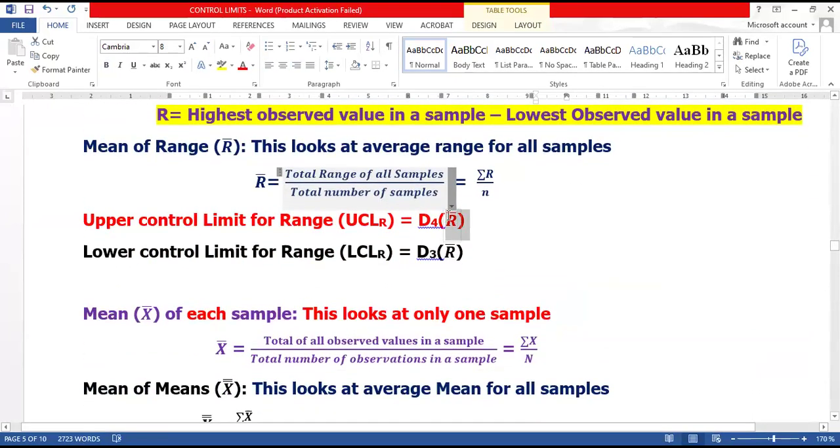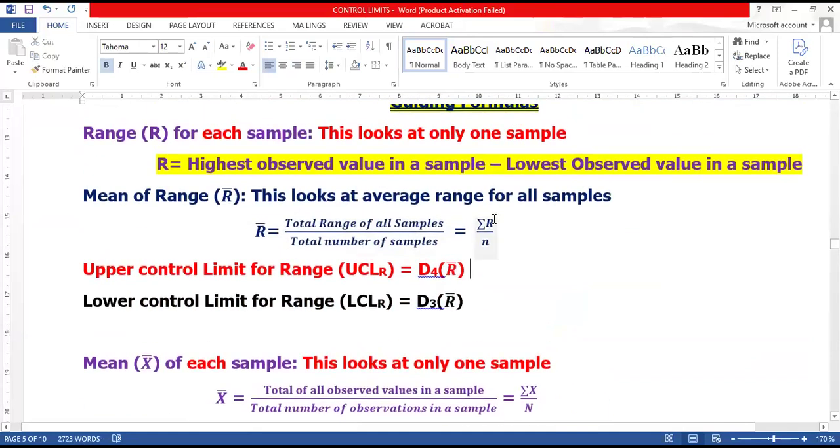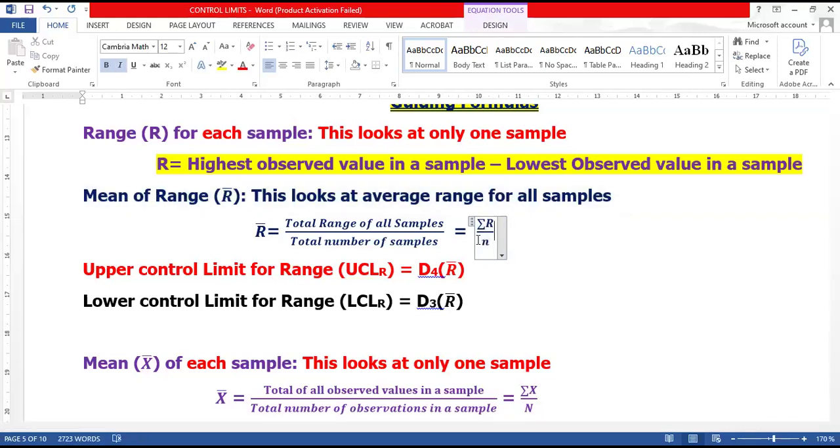Then R bar is the average range. You get your total range for all samples divided by the number of samples. Colleagues, are we together?